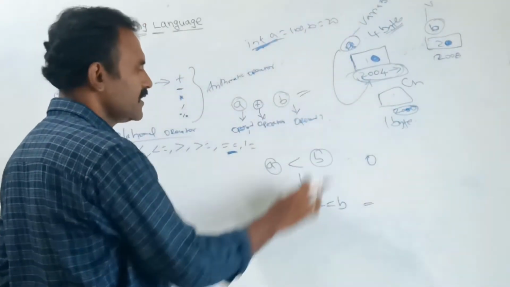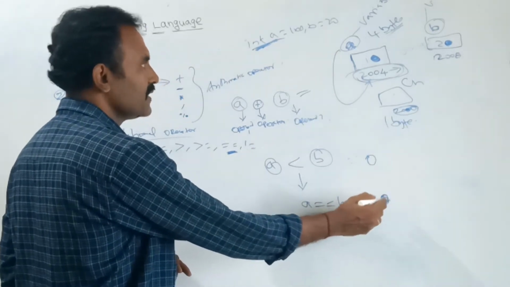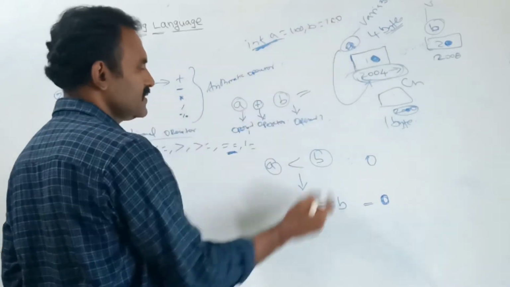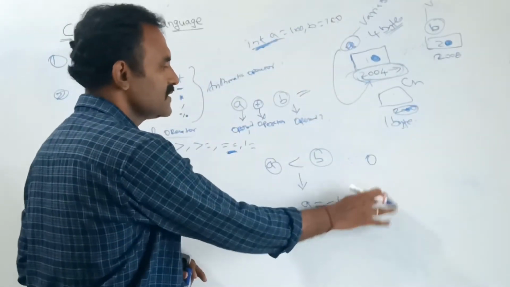The a value is 100, the b value is 20. No, so it will return the value 0, that means false. Here, instead of 20, I am giving 100, so a equal to b means in this case both values are equal. It will return the value true.